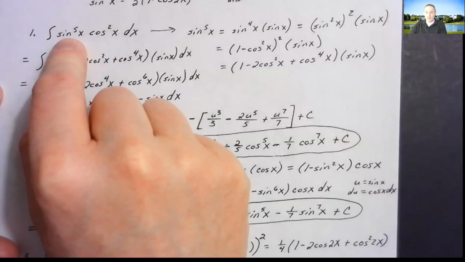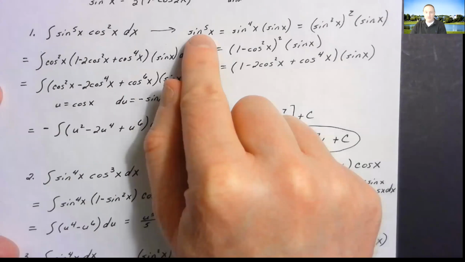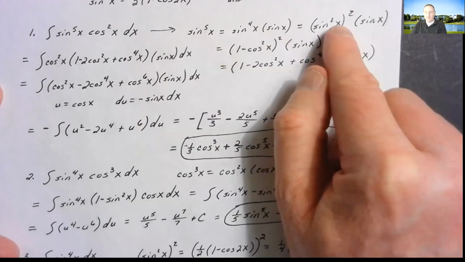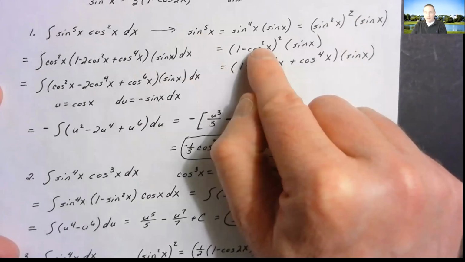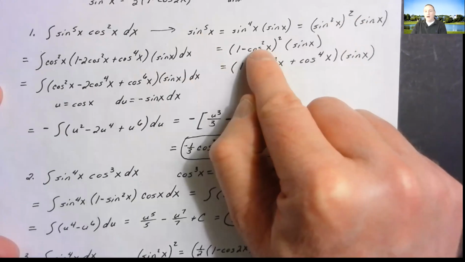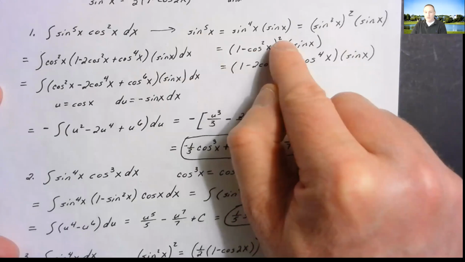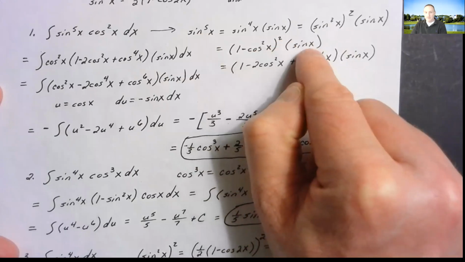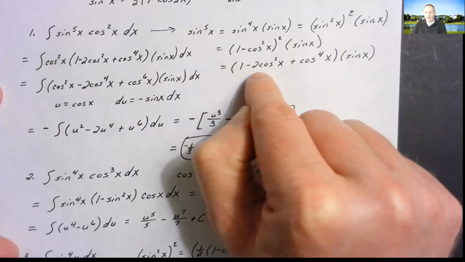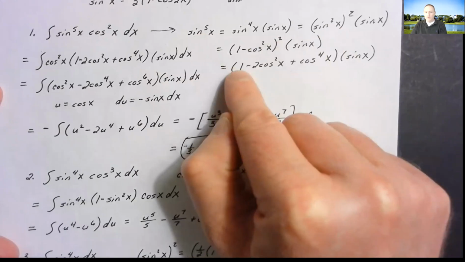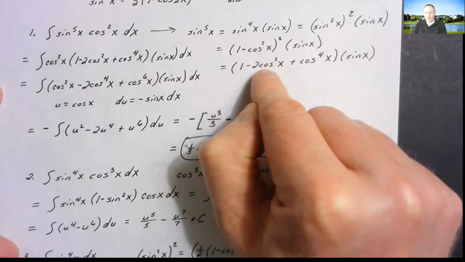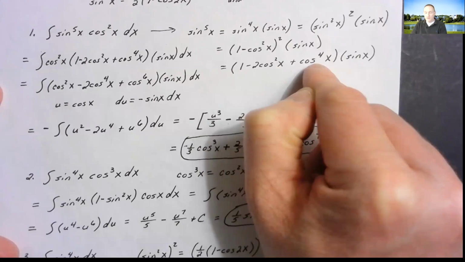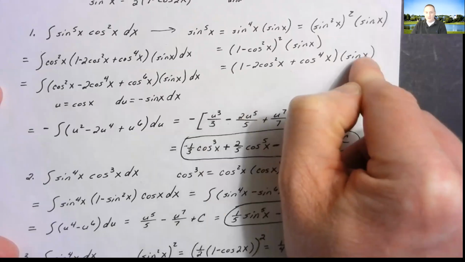When I say attack it, just like I had on the notes page before, sine to the fifth is sine to the fourth times sine. That sine to the fourth can be rewritten as sine squared, squared. We know that sine squared is the same thing as 1 minus cosine squared. And so it's 1 minus cosine squared, quantity squared, times the sine of x. I went ahead and squared that out here. 1 minus cosine squared, when I square that group, is 1 minus 2 cosine squared x plus cosine to the fourth x. I still have my sine function in there.